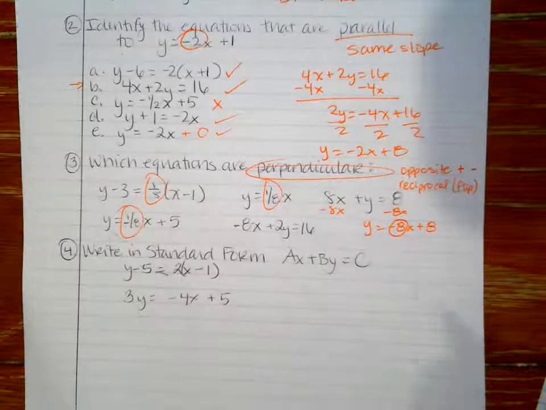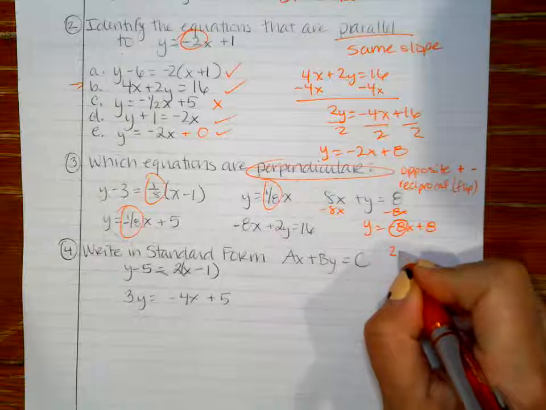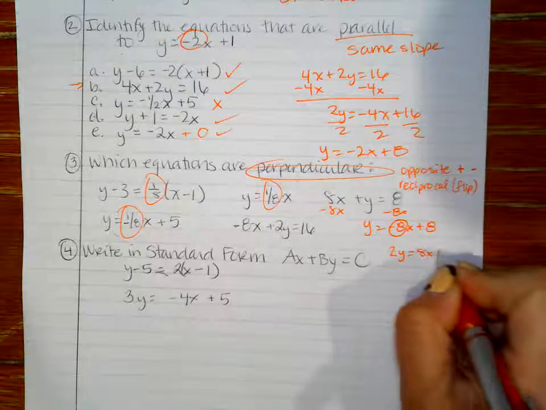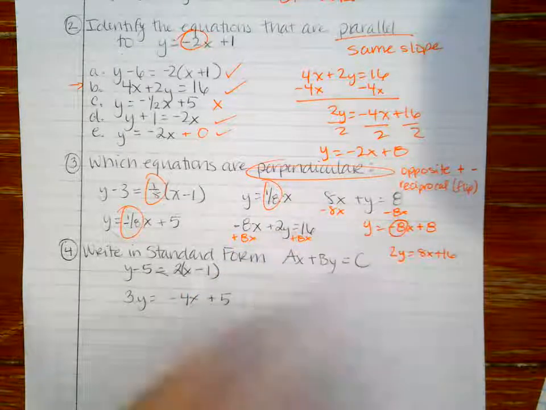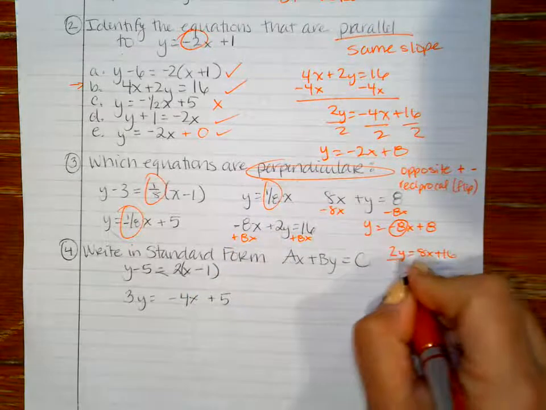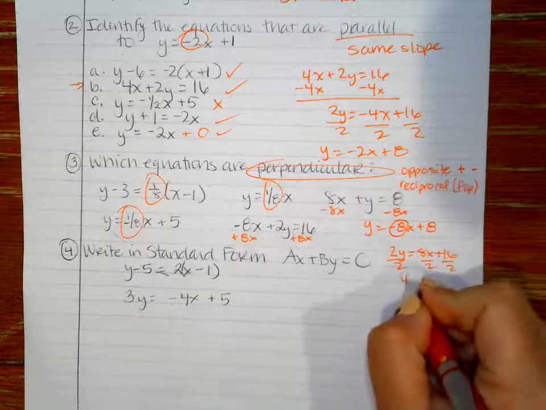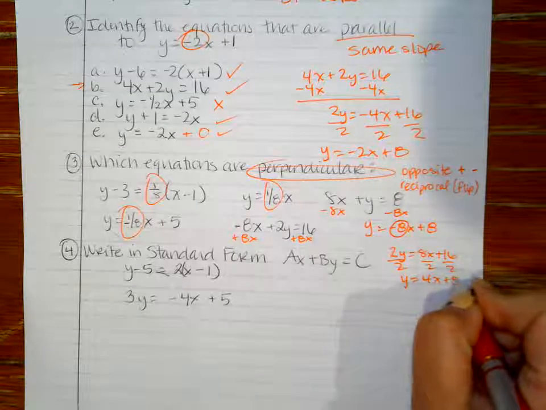And let me put him over here. So I've got 2y equals 8x plus 16. I'm just going to add 8x. That's what I did there. Okay, I'm going to move them over here. Divide everything by 2. And y is equal to 4x plus 8.